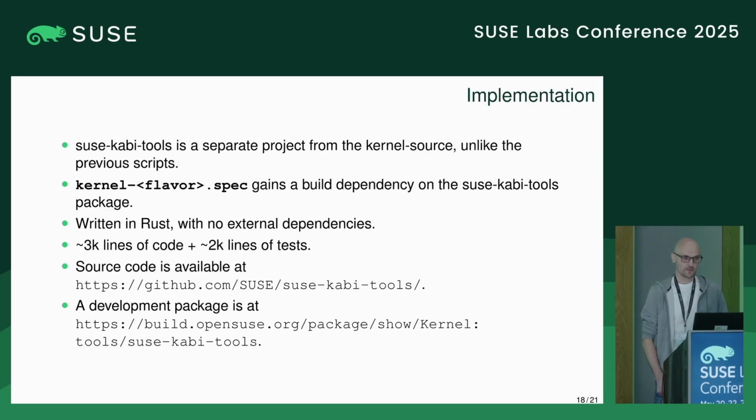So suse-kabi-tools exist as a separate project from the kernel source repository, unlike the current scripts. The downstream kernel spec file then gains a build dependency on the new suse-kabi package. The tools are written in Rust. The implementation relies solely on the Rust standard library with no external dependencies. This is because I wanted to avoid a situation where adding some utility crate would pull in dozens of additional crates as dependencies, which would require additional maintenance.